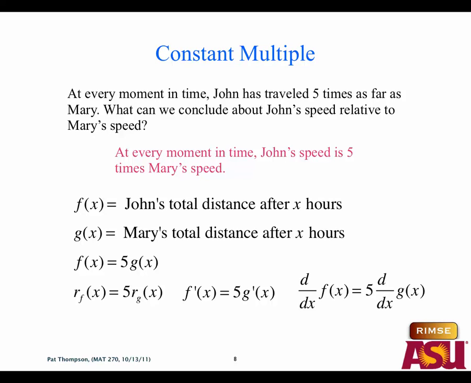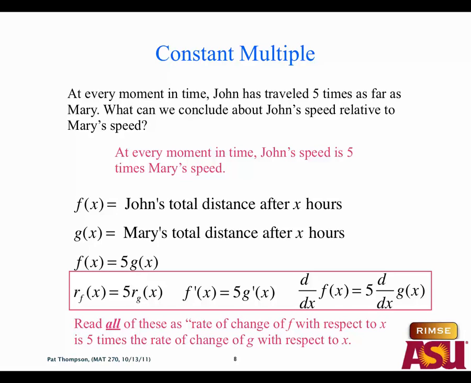Okay, so then we could say this, using these other notations to mean the exact same thing. Again, all of them we read as the rate of change of f with respect to x is 5 times the rate of change of g with respect to x. All those things mean that.